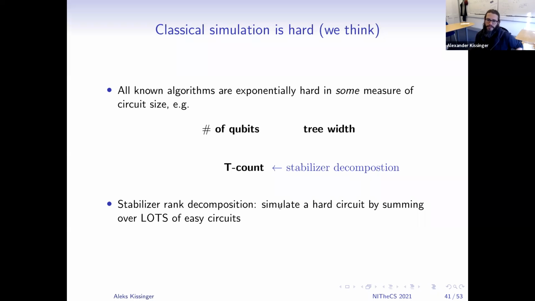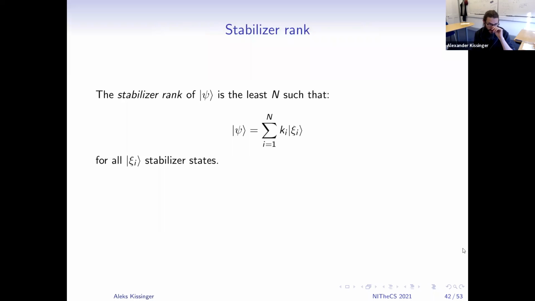stabilizer rank decompositions simulate a hard circuit by summing over lots of easy circuits. A hard circuit is a generic quantum circuit. And what I mean by lots of easy circuits is circuits in this Clifford fragment. These circuits in this Clifford fragment are efficient to simulate.